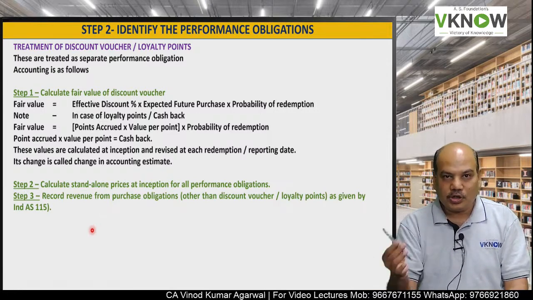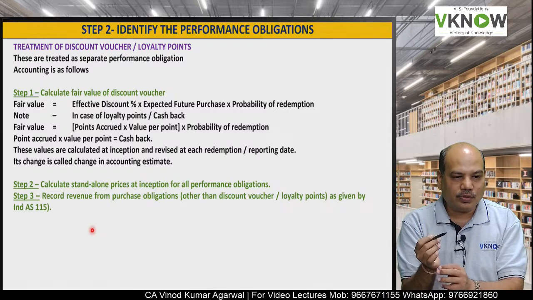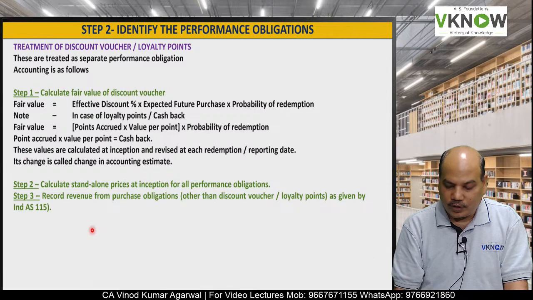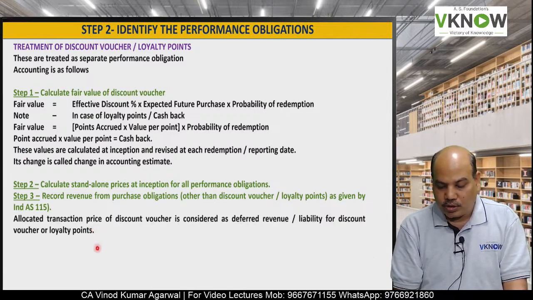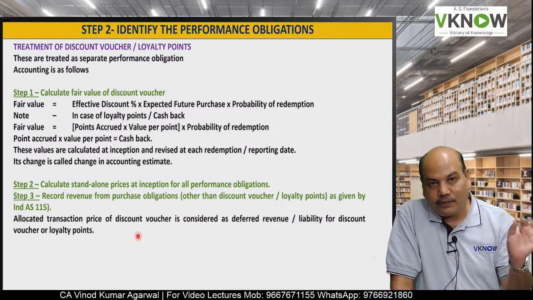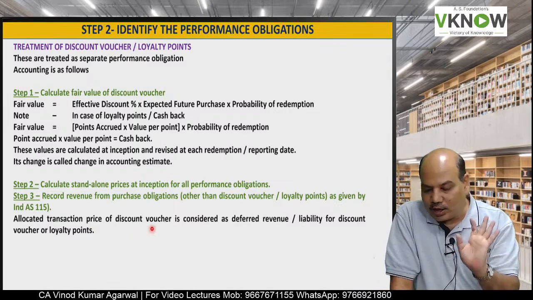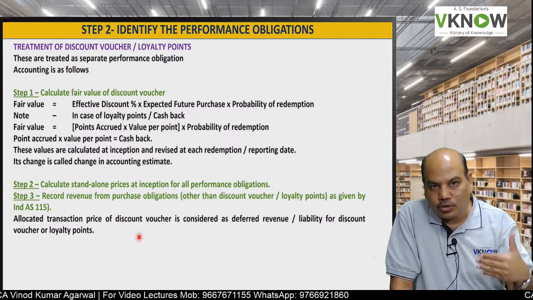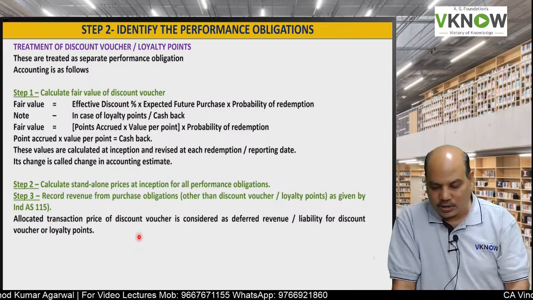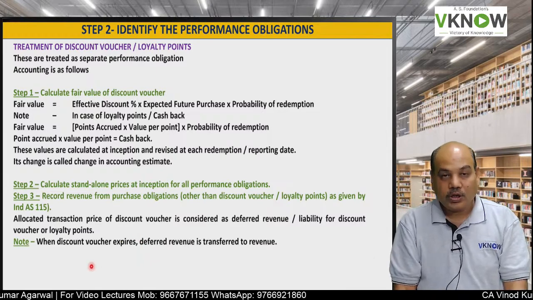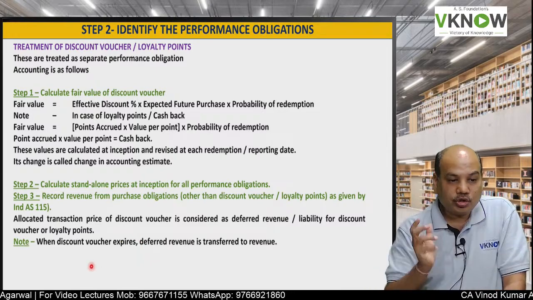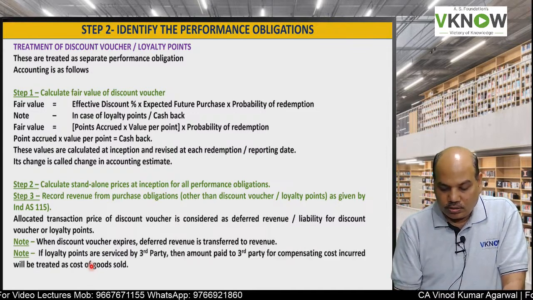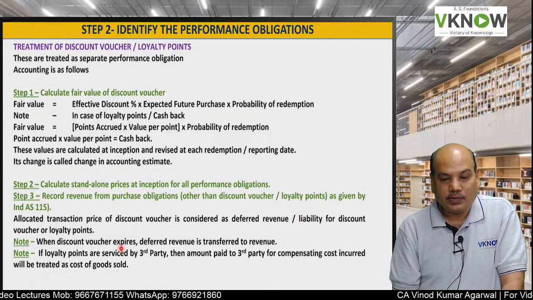So if I am selling this good plus the discount voucher, the sale of goods will be accounted as per Ind AS 115 and the discount voucher will be treated as deferred revenue and will create a liability in the books, because we have an obligation to deliver goods or service at a discounted price at a future date. Suppose the customer does not apply for the discount voucher, then we will transfer it to revenue when the voucher expires.